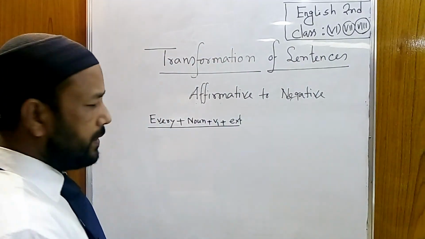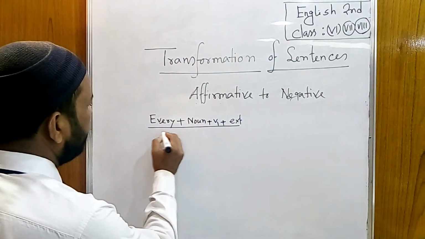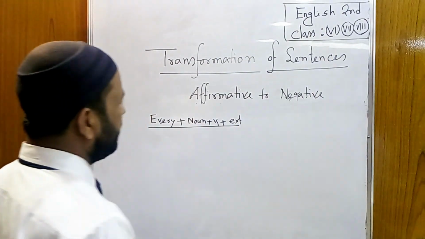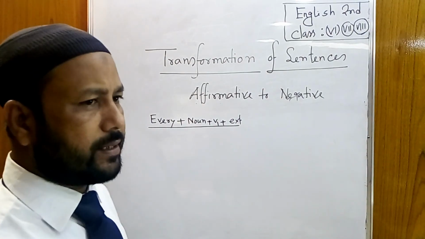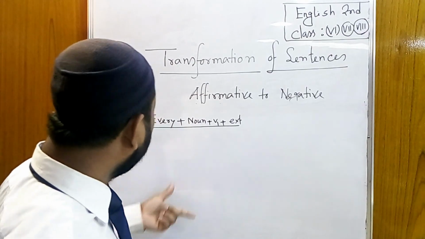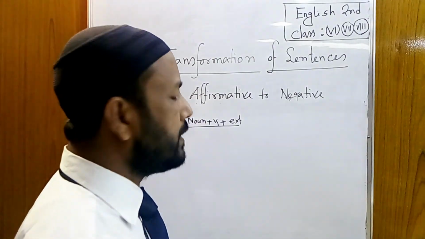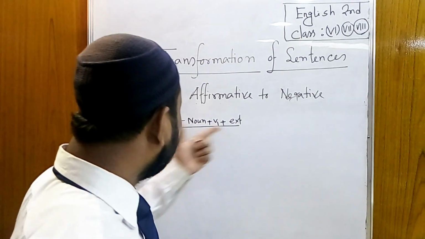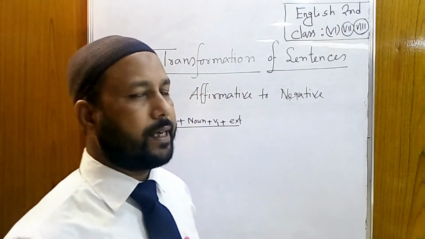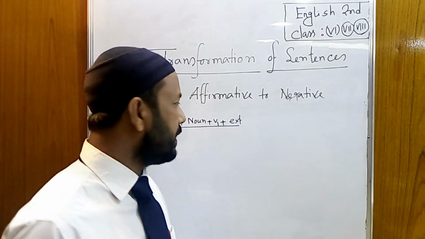Okay, my dear students, look here. I have written down every, then noun, verb, base form of verb, then extension. These kinds of sentences, how do we convert them into negative? If the sentence starts with every, how do we convert it into negative? In this process, there are three ways to convert into negative. I will show you the rules, then I will give you the examples.